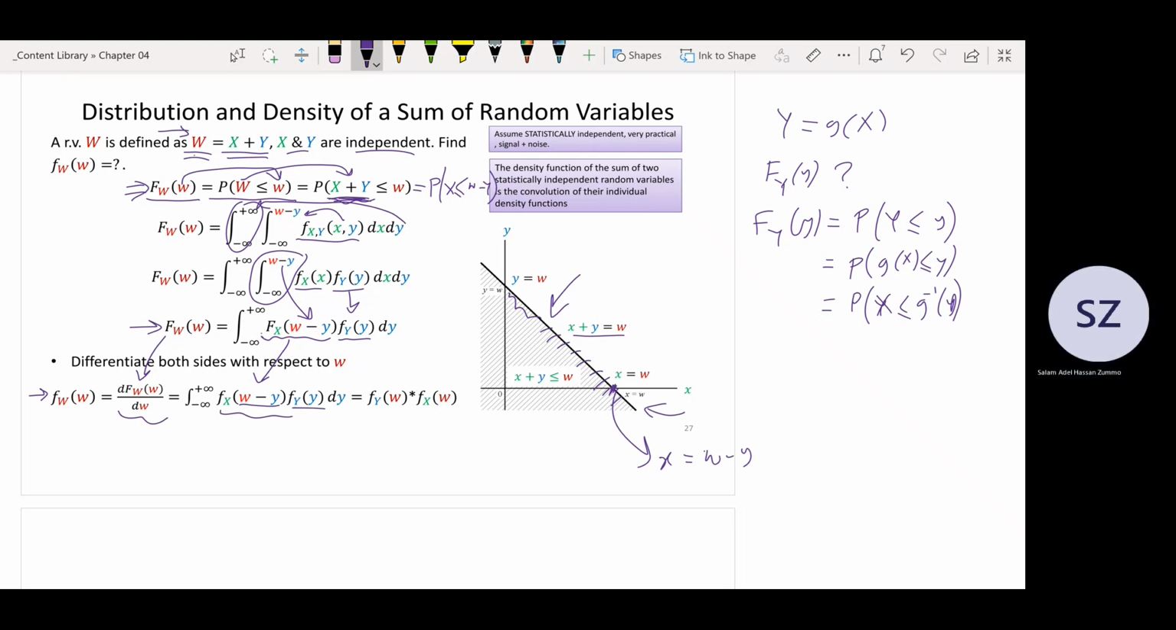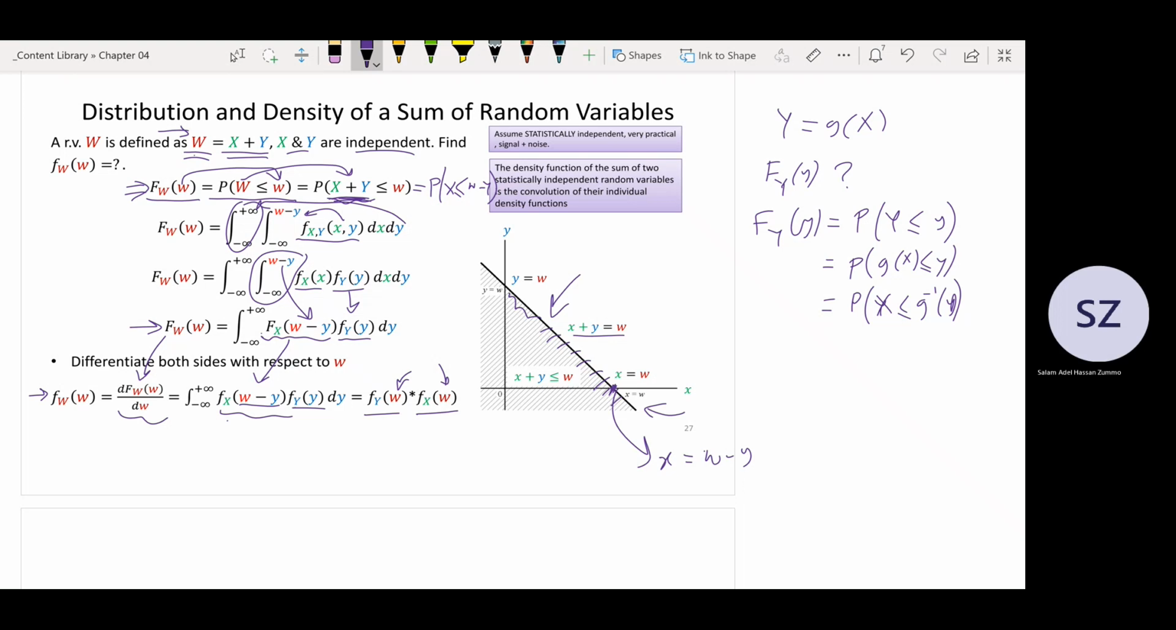Where did you see this before? What did you call it? Convolution. Wherever you go, you'll find it. Anyway, so this is the convolution of the PDF of y convolved with the PDF of x, both of them evaluated at w. So the PDF of w equals the PDF of y convolved with the PDF of x.